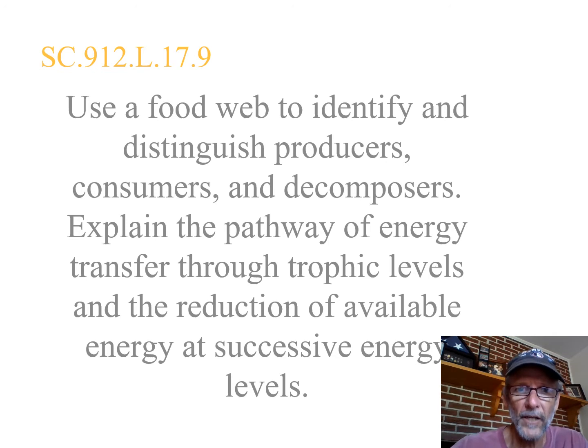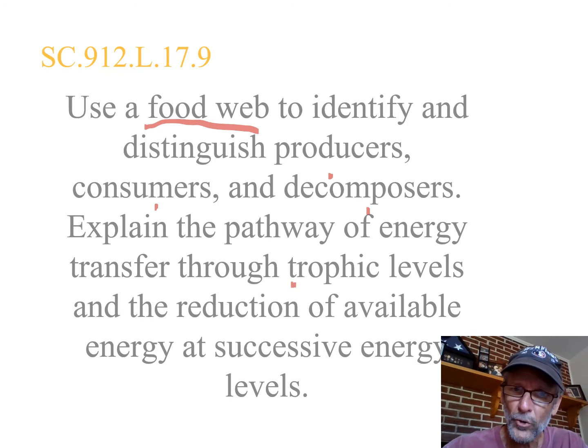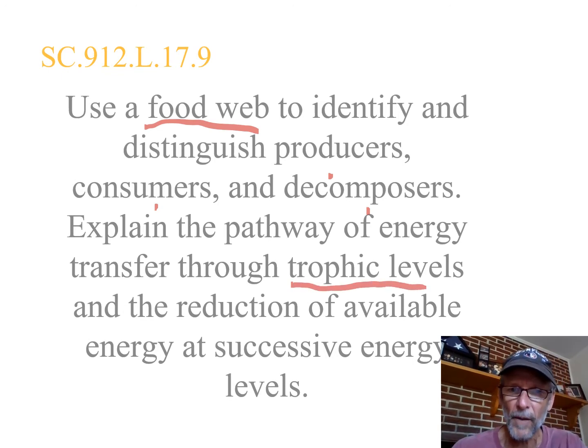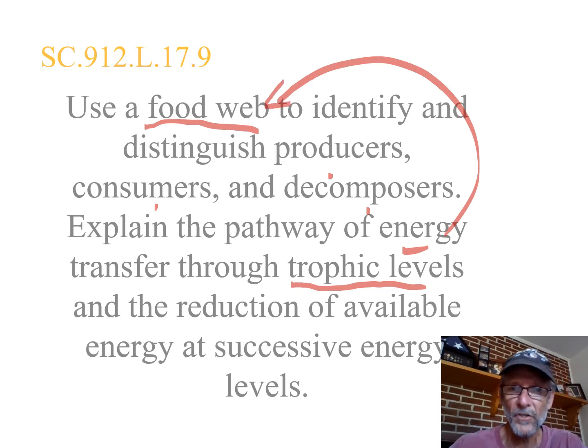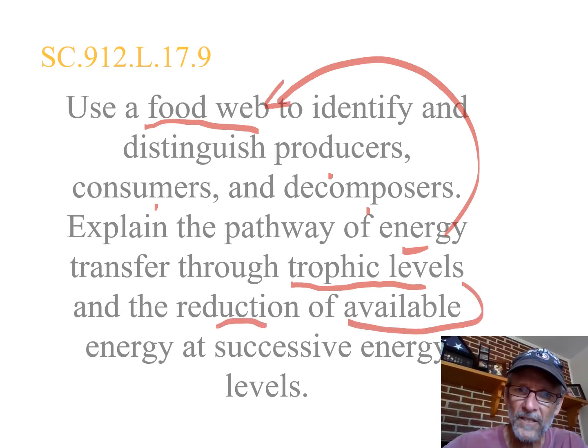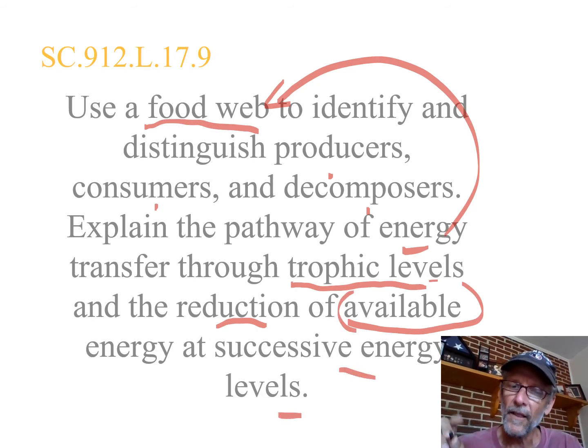Here's what we're looking at today. We're looking at food webs. We looked at them the other day, right? Producers, consumers, decomposers, now we'll add the pathway of energy transfer through trophic levels. That now becomes the topic today: trophic levels and how they connect to food webs. The reduction of available, that's a key word, available energy at successive energy levels, that's something we're going to focus on here today. All right, so here we go.